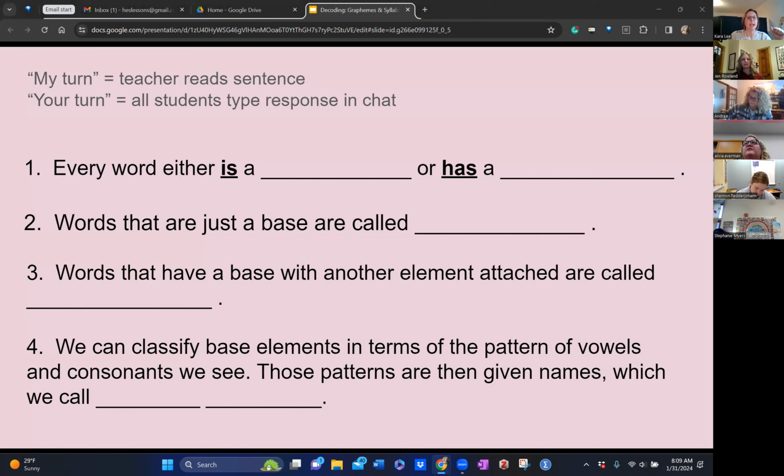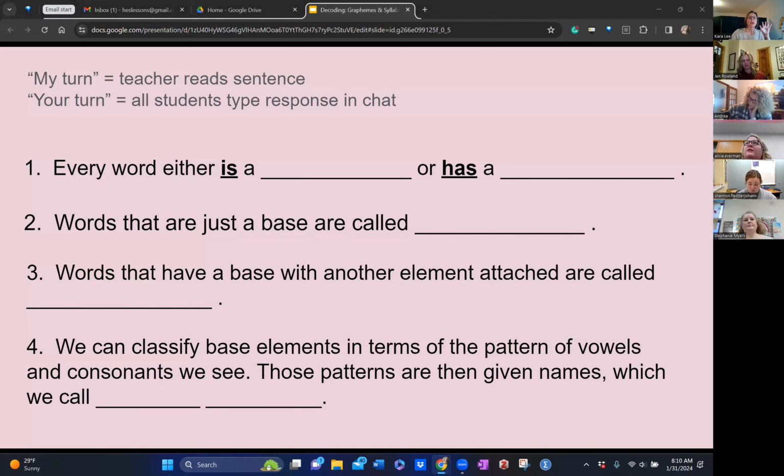Good job. Number 2, words that are just a base. We have a special term for that. They are called, your turn. Good job. They are called simple. Yes.